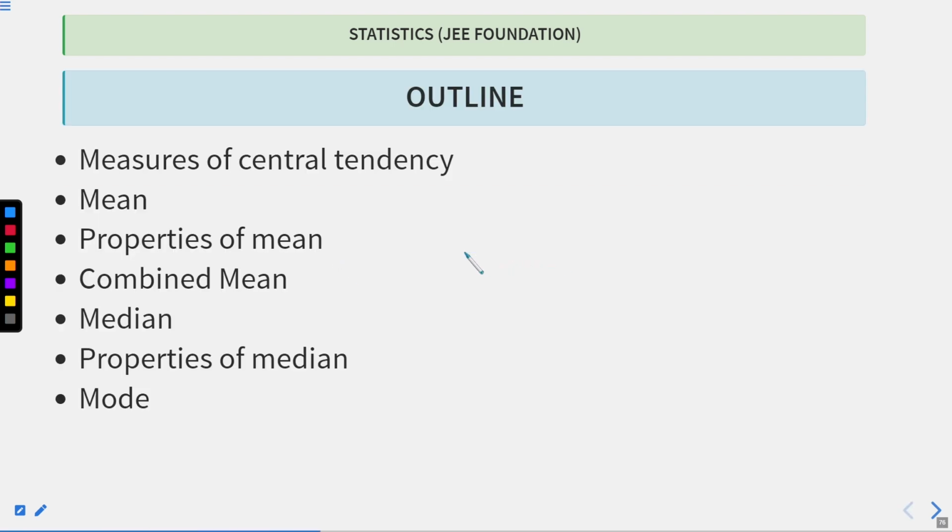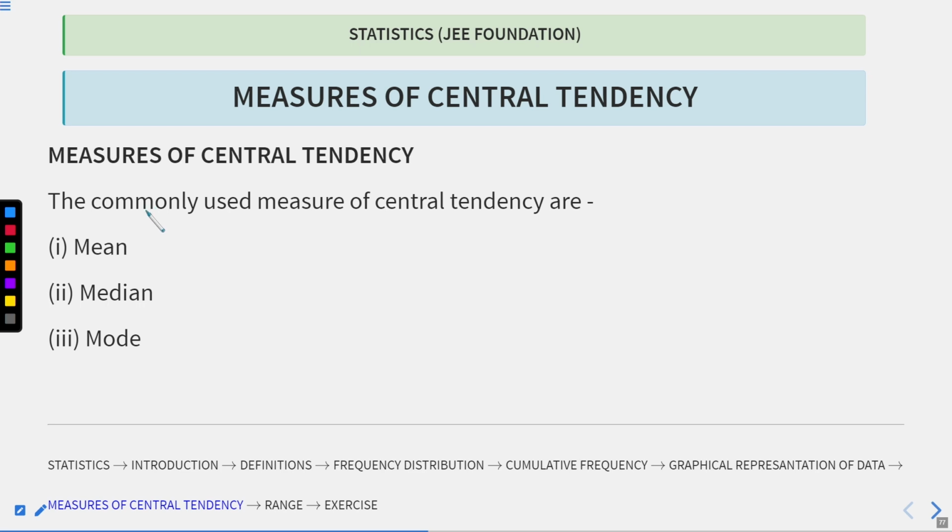In today's class, we will be seeing measures of central tendency: the mean, median, mode, and their properties, the combined mean, and the properties for the median and also for the mode. Let's discuss first of all the main three terms for the central tendency, which are mean, median, mode. You will see what we mean by mean, what we mean by median, what we mean by mode. So let's jump to next.